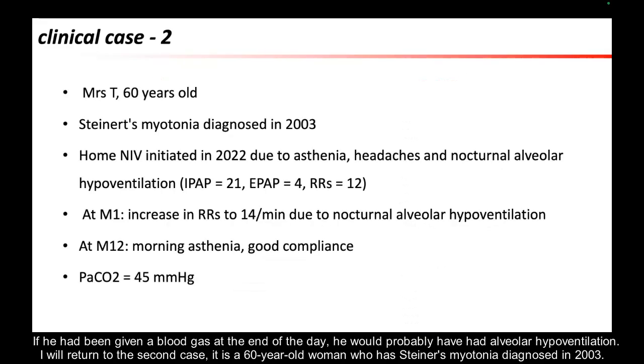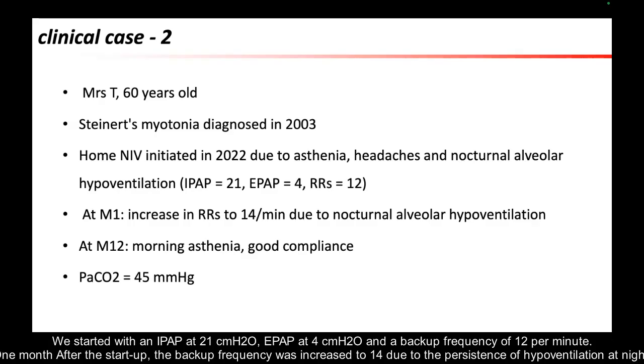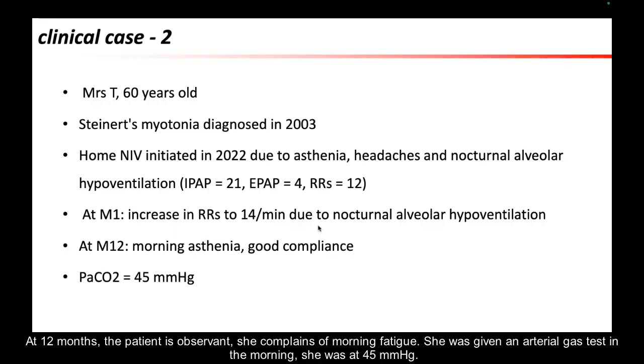It is a 60-year-old woman who has Steinert's myotonic dystrophy diagnosed in 2003. Long-term non-invasive ventilation was started in 2022 due to asthenia, headaches and nocturnal alveolar hypoventilation. She did not have daytime alveolar hypoventilation. We started with an IPAP at 21 centimeters of water, EPAP at 4 centimeters of water and a backup frequency of 12 per minute. One month after the startup, the backup frequency was increased to 14 due to the persistence of hypoventilation at night. At 12 months, the patient is observant.